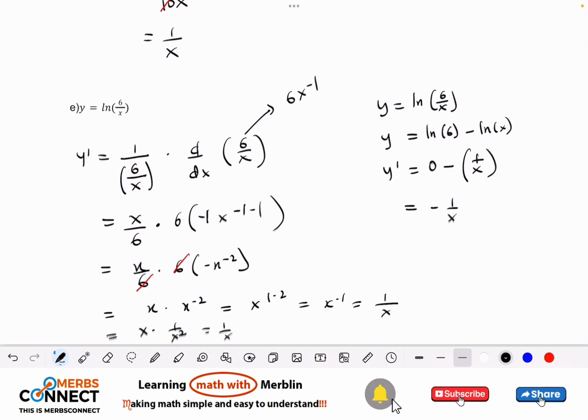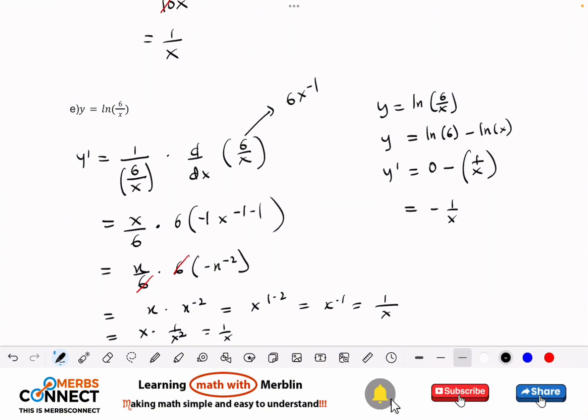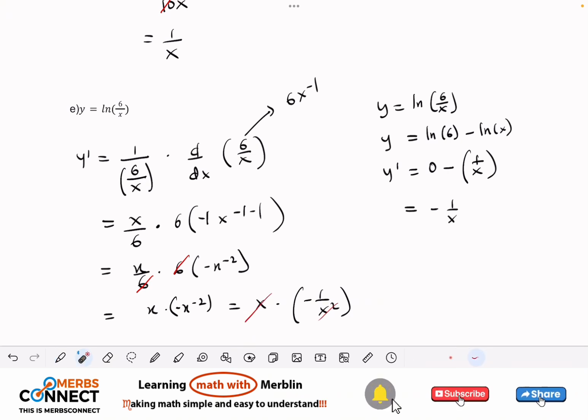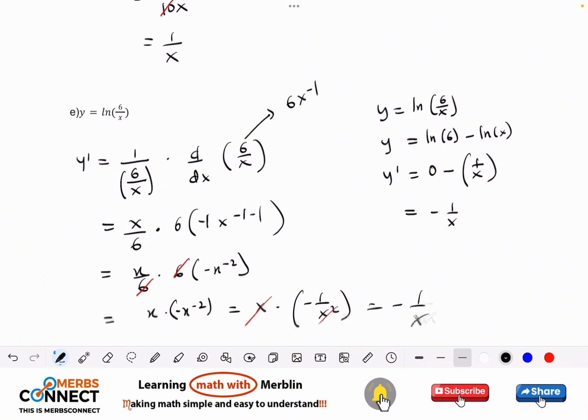So this is going to give us minus 1 over x. I left out a minus sign earlier, and it's good that I verified it. There is a minus that I need to bring in, so this is going to be minus that. This is the same as x times minus 1 over x squared, and one of the x will cancel one of the x here. So we are going to have minus 1 over x, which is right.